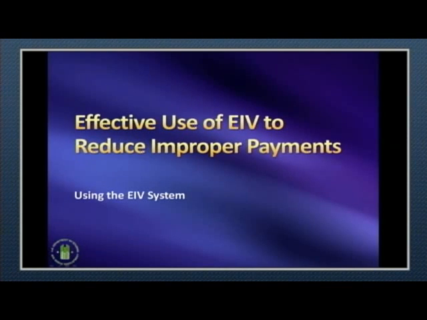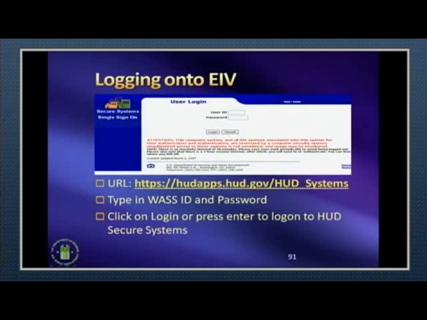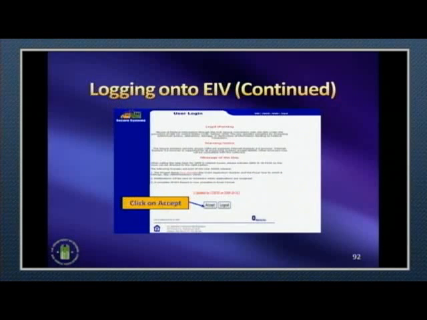So, using the EIV system, easy as 1, 2, 3. You simply log on to the HUD Secure System. This is a very familiar screen. You'll put in your user ID and password and click on the Log On button. And then, of course, a reminder, these are your user login warning page.